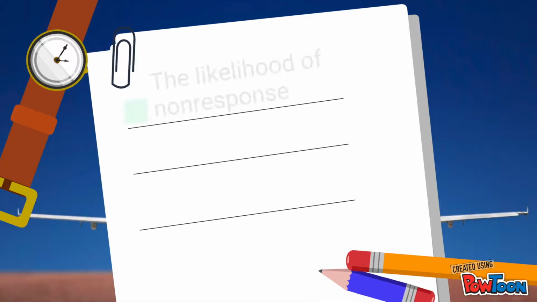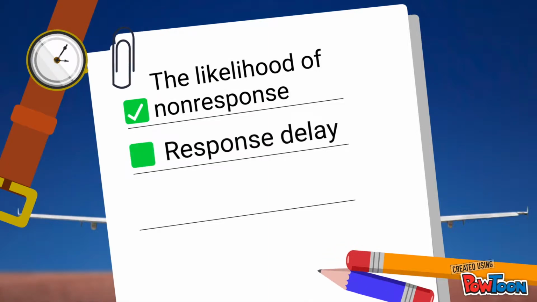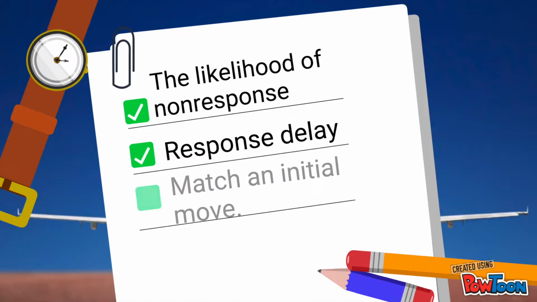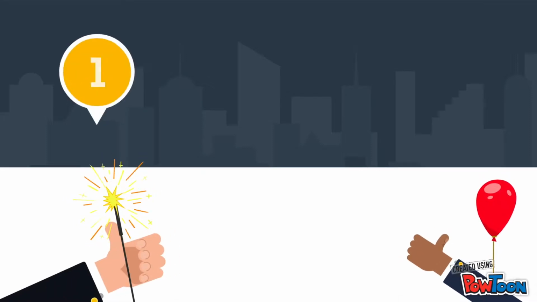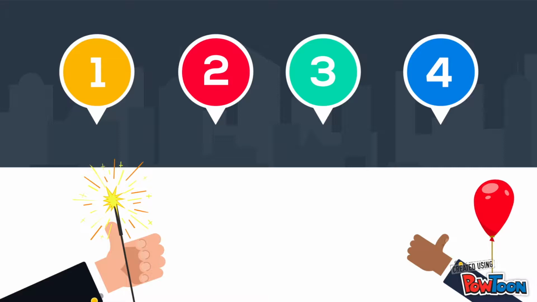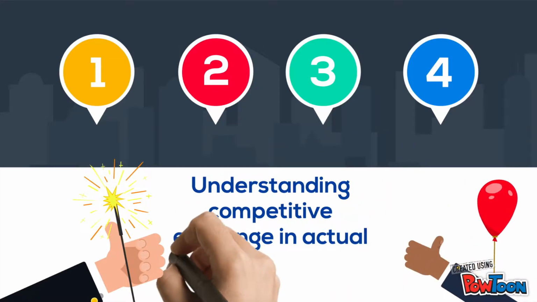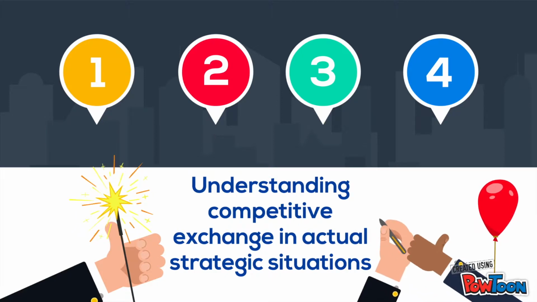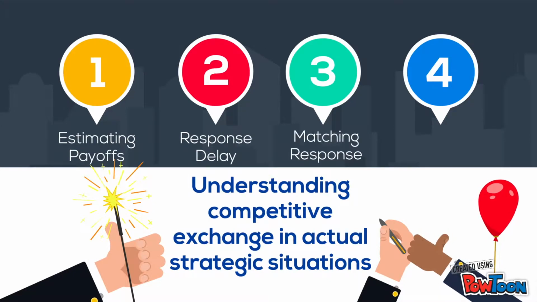Firstly, the likelihood of non-response from a given competitor. Secondly, response delay. And thirdly, the likelihood the response will match an initial move. In the framework of this game situation, four problems arise that need to be addressed in studying and understanding competitive exchange in actual strategic situations. First of all, estimating payoffs. Next, response delay. Then, matching response.